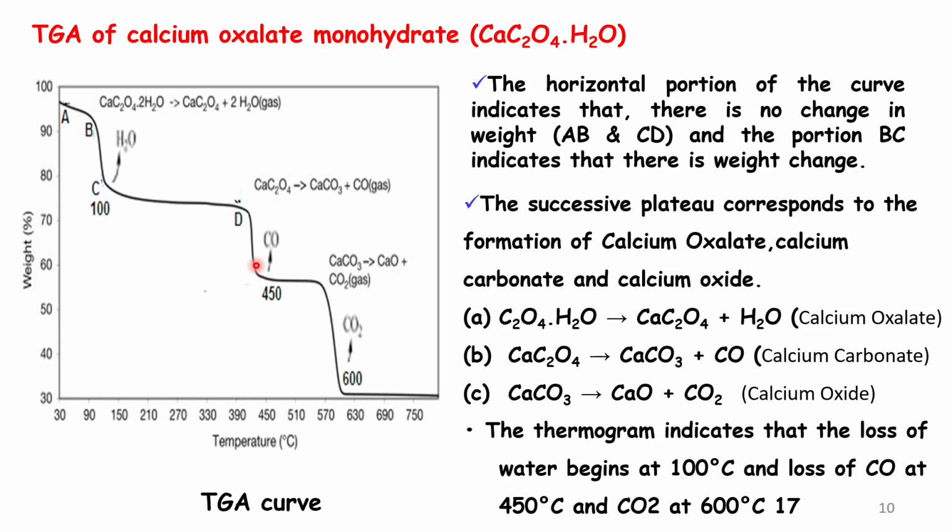So now in this reaction we can observe that with the help of the TGA curve we can see where the decomposition of a certain material starts and which type of product you will get at a certain temperature. So to study the thermal stability of different materials, the TGA curve is very important.